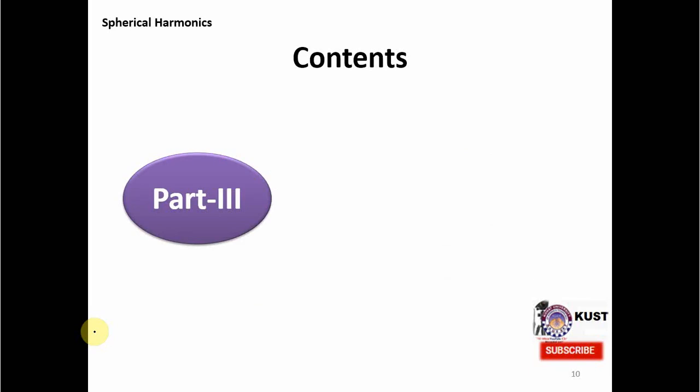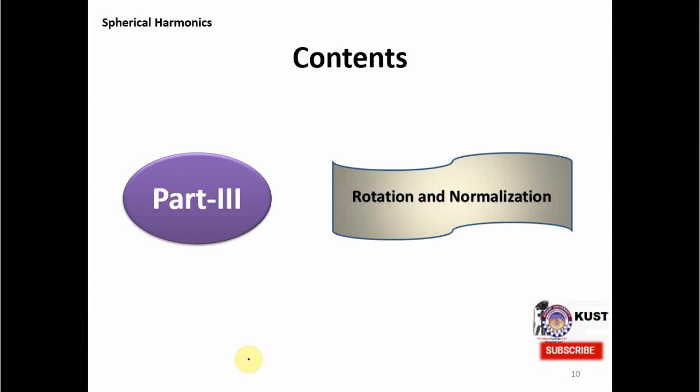Okay. So we move towards the third part of our lecture, and in this third part we will talk about rotation and normalization. In the first part we did the common eigenvalues, and then we did the spherical coordinates, and in the third part, before doing the actual calculation of eigenfunctions, we make two important points, that is rotation and normalization. So what do we mean by rotation and normalization, and why are they important?